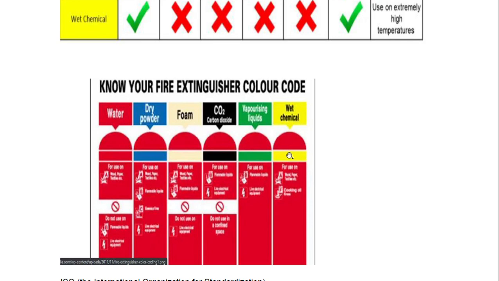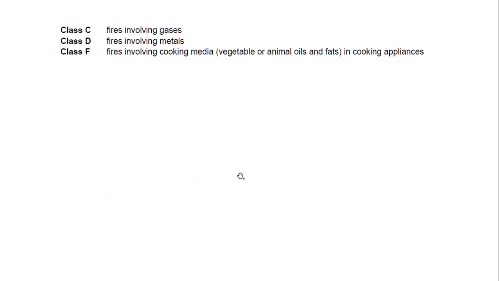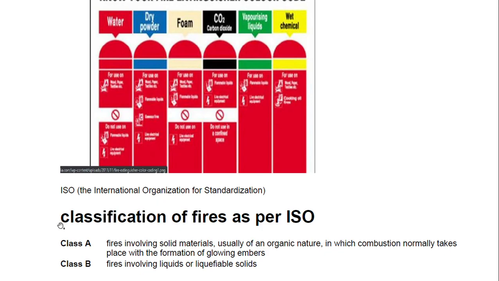Now you see color coding, I have already told. Wet chemical is yellow, vaporizing liquid is green, CO2 is black, foam is slightly pink, dry powder you see here is blue, and water you find here to be red. Now when we talk about ISO, that is the International Organization for Standardization. Classification as per ISO: class A is fire of solid material, usually of an organic nature, in which combustion normally takes place with the formation of glowing embers.